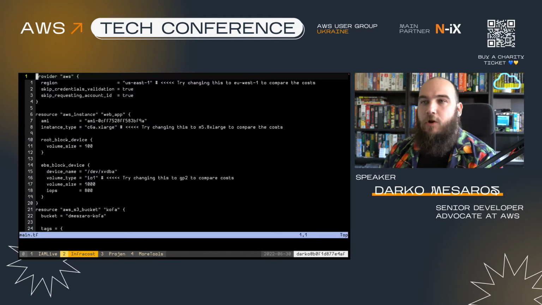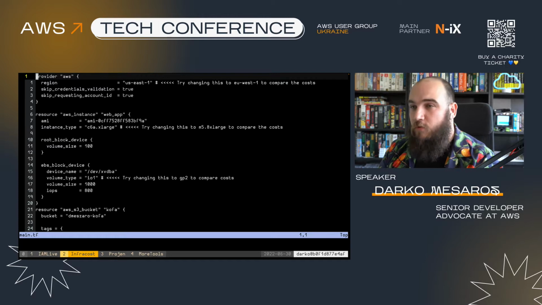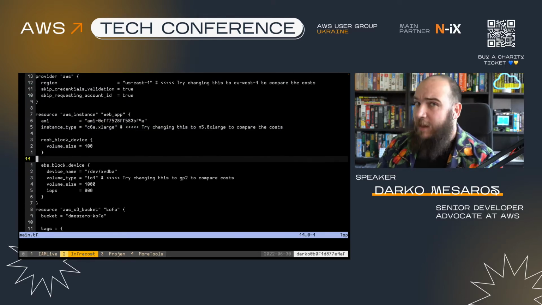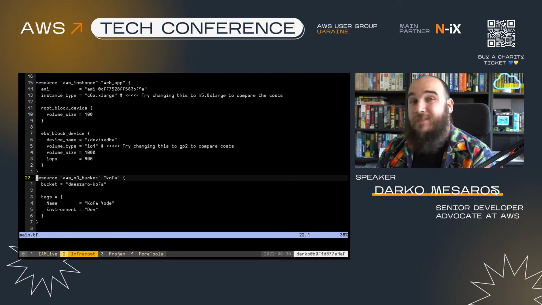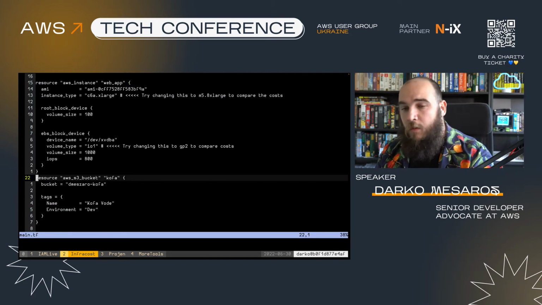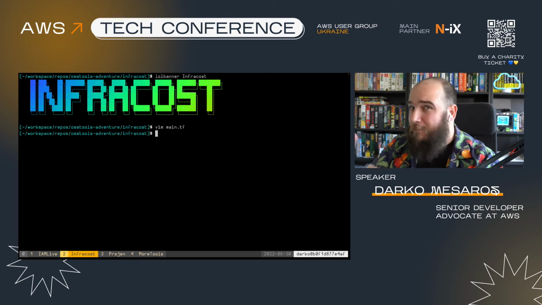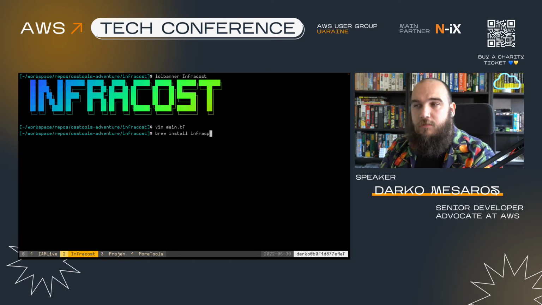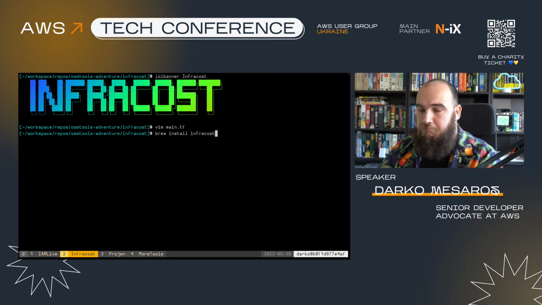I have a simple template here that will create an EC2 instance, nothing special. It will add a volume to it, and it will create an S3 bucket. I'm not going to launch anything here, but I'm going to use Infracost to determine how much it costs. To install Infracost, brew install infracost. That's it. There's nothing to it.